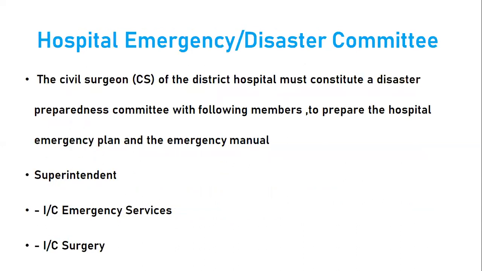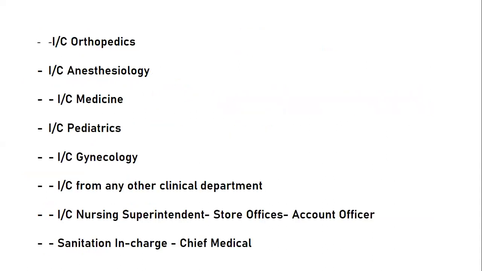Then, the hospital emergency disaster committee. The civil surgeon of the district hospital must constitute a disaster preparedness committee with the following members to prepare the hospital emergency plan and emergency manual. Members include a superintendent in charge of emergency services, in charge of surgery, orthopedics, anesthesiology, medicine, pediatrics, gynecology, or any other clinical department, nursing superintendent, store officer, account officer, sanitation in charge, and chief medical officer.